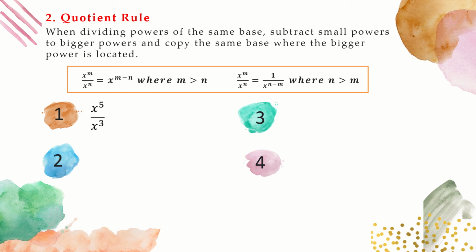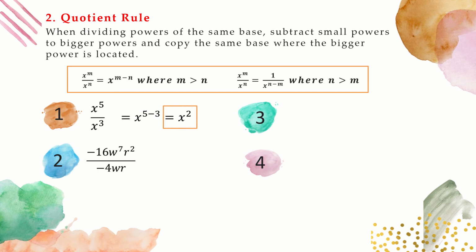So the first example is x exponent 5 over x exponent 3. So we divide. Obviously, we subtract the smaller exponent 3 from 5. Since the bigger exponent is in the numerator, the base should be considered on the numerator, so it is not in the denominator. So that would be x exponent 5 minus 3, that is equivalent to x squared.